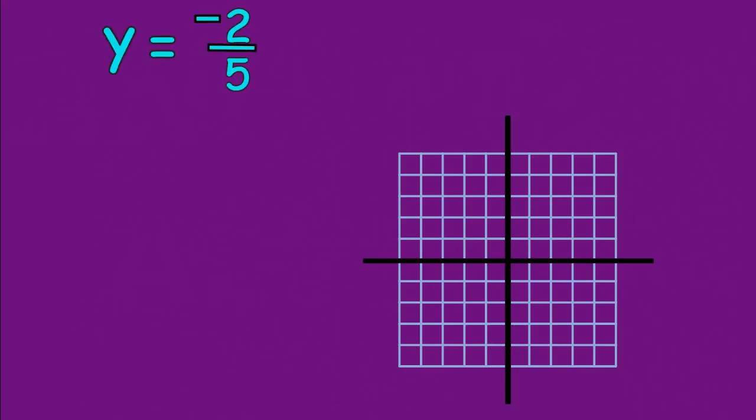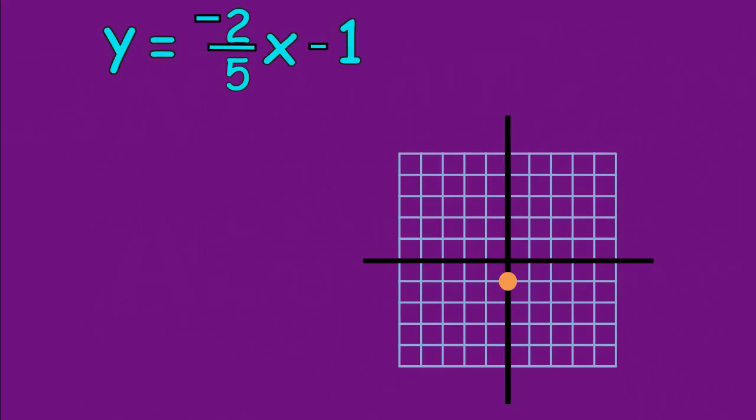Let's try another one. This equation has a negative slope and a negative y-intercept. For y equals -2/5 x minus 1, we're going to start with the y-intercept. Since the y-intercept is negative, start at the origin, but move down 1 square and put a dot at -1. Now we can work with the slope.